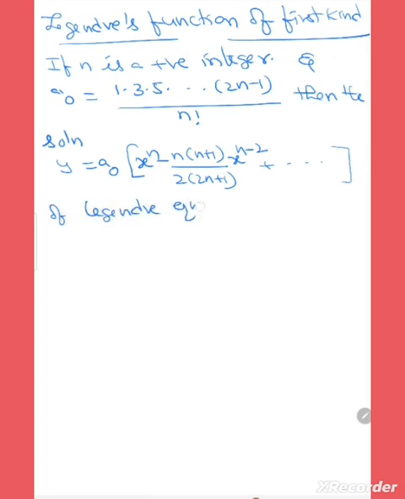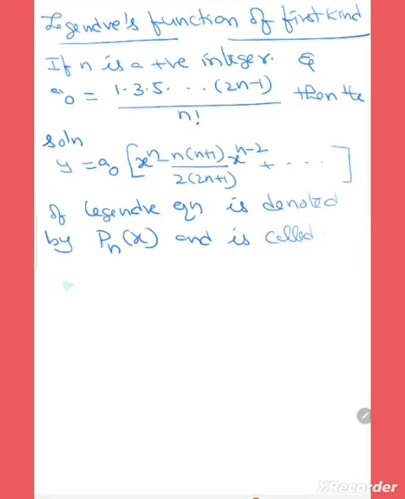is denoted by Pn of x, and is called Legendre's function of first kind. So we get two solutions. The first solution is called the Legendre function of the first kind.